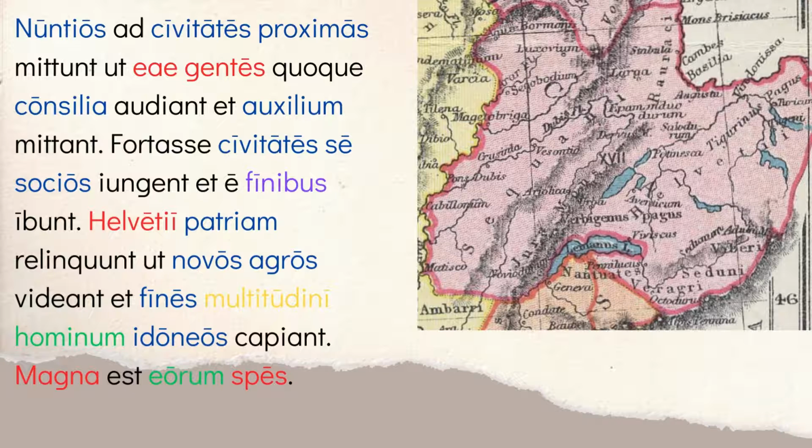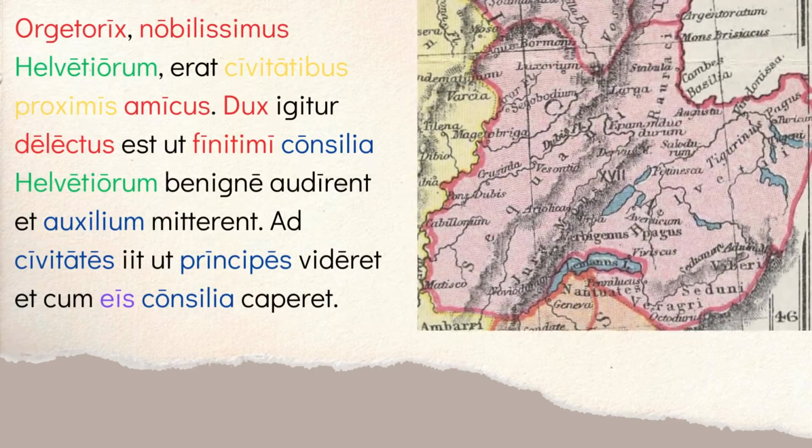Then you have magna est eorum spes. So great was their hope, or you might say their hope, right? The hope of them, spes eorum, is great. So they're feeling really positive about this. They're getting ready for the journey and they're feeling pretty good. Then you continue on to the next paragraph.